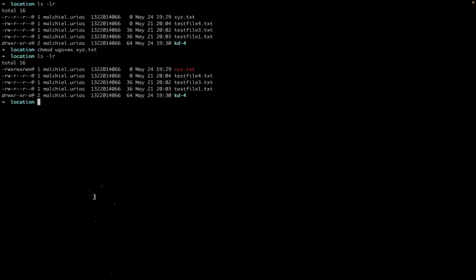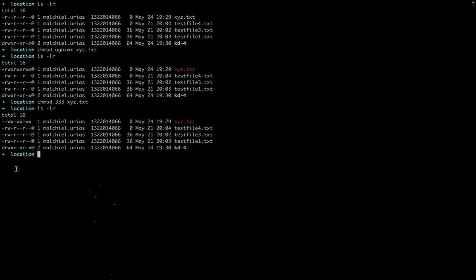So that will look something like chmod, right? 3 for user, 3 for group, 3 for others, to remove write and execute on the file. Yes, sir. Okay. Now it works. So this has WX removed for them. Does everybody get that?